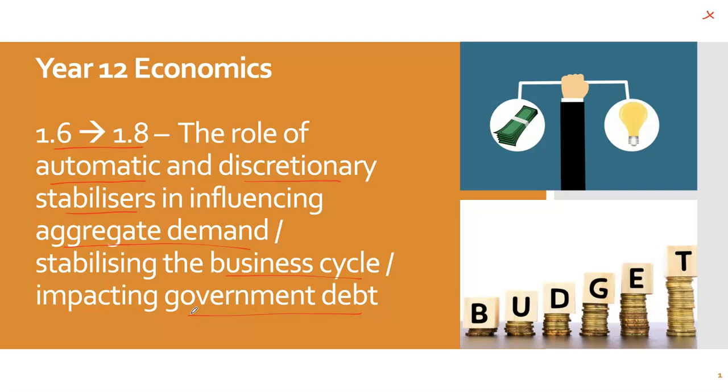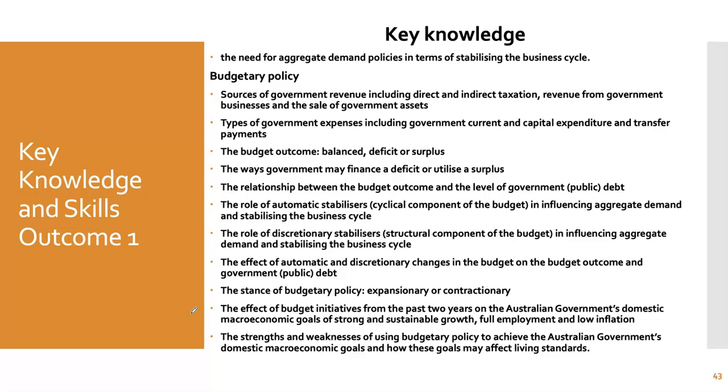So it's going to be a relatively long video because we're going to cover three key knowledge points that are all related. If we look at these three key knowledge points, you can see that we are doing key knowledge points 6 to 8, all about these stabilizers, automatic and discretionary stabilizers. So it's going to have some assumed knowledge that you understand what a budget is, a budget deficit and surplus, how deficits and surplus are financed or utilized, and the relationship to debt. So you might want to watch a previous video if you're a bit unsure about previous key knowledge points.